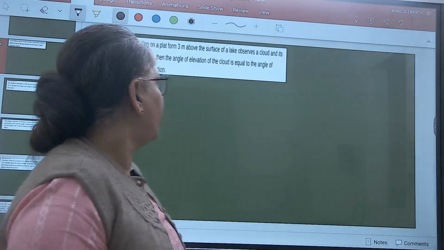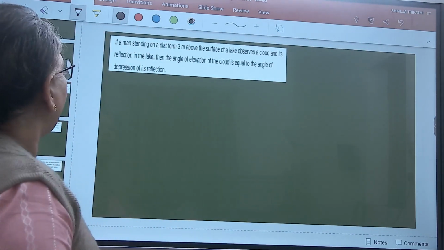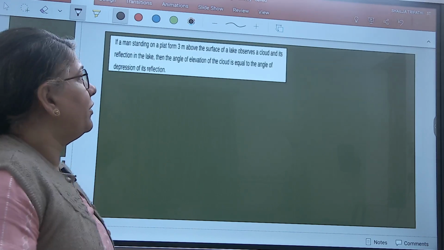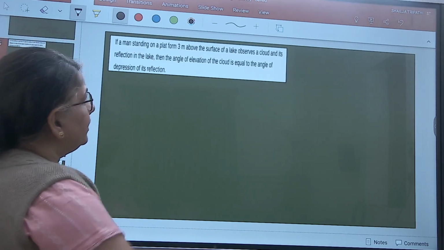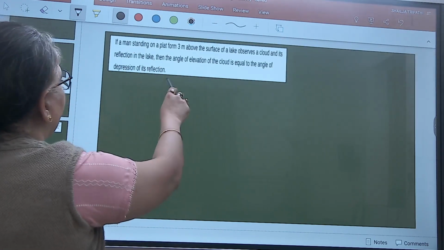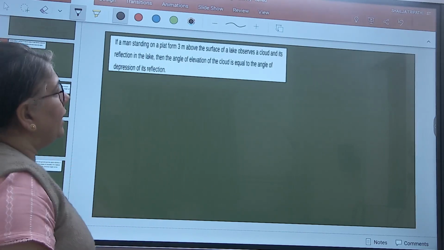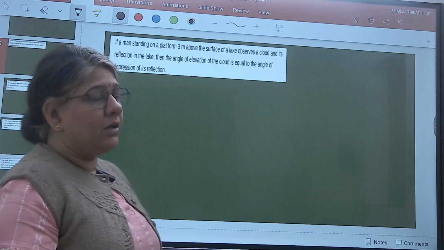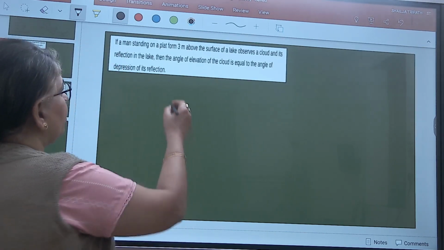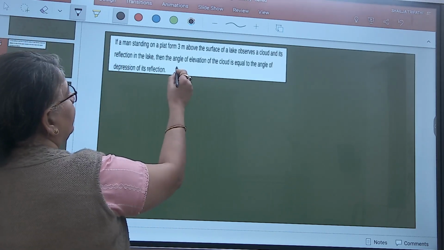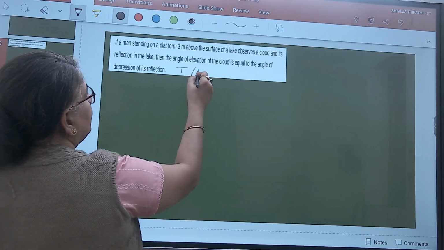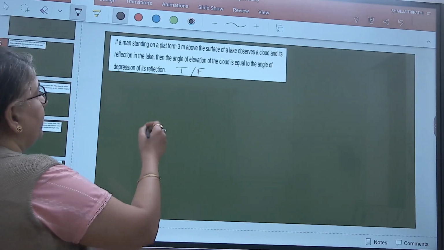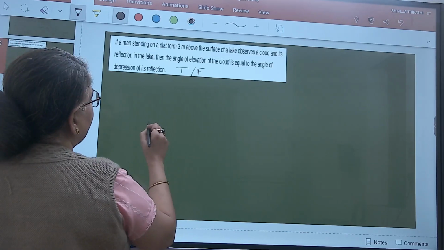In this question, it is said if a man standing on a platform 3 meters above the surface of a lake observes a cloud and its reflection in the lake, then the angle of elevation of the cloud is equal to the angle of depression of its reflection. We have to show whether this statement is true or false. So that we are going to show. Let's draw the figure first.